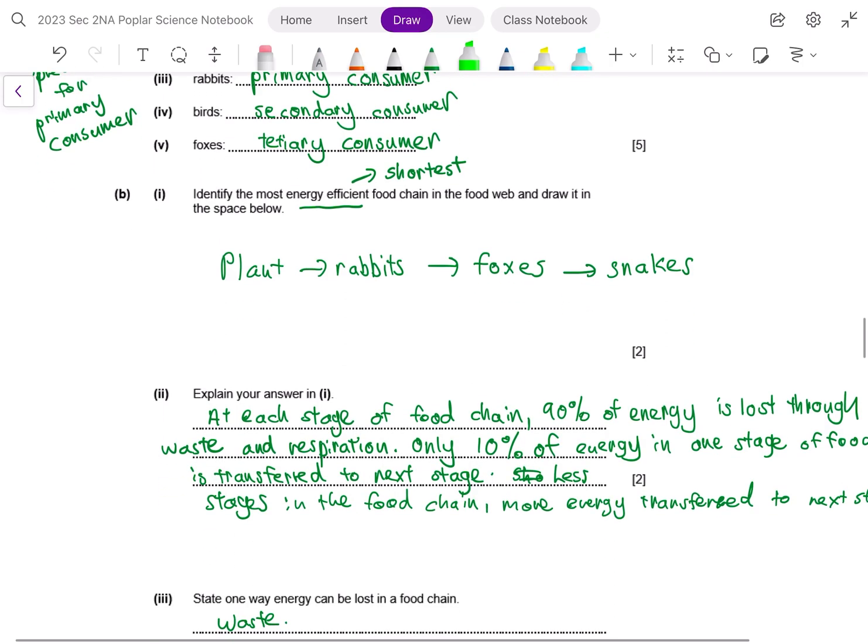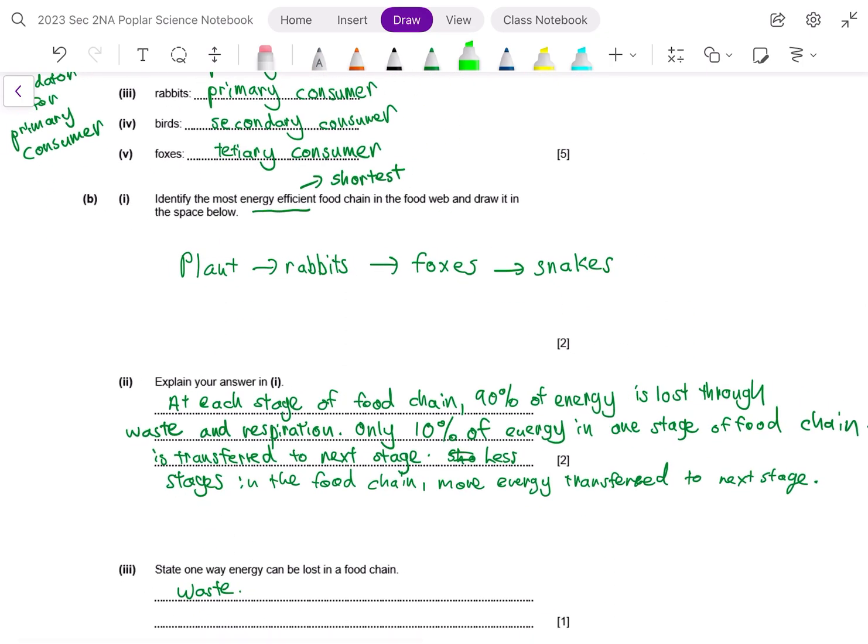So why did I pick the shortest? The reason being, at each stage, you state the theory first. At each stage, 90% of the energy is lost through waste and respiration. Only 10% of the energy is transferred to the next stage. So that means if you pick one with fewer stages, more energy can be transferred to the next stage.